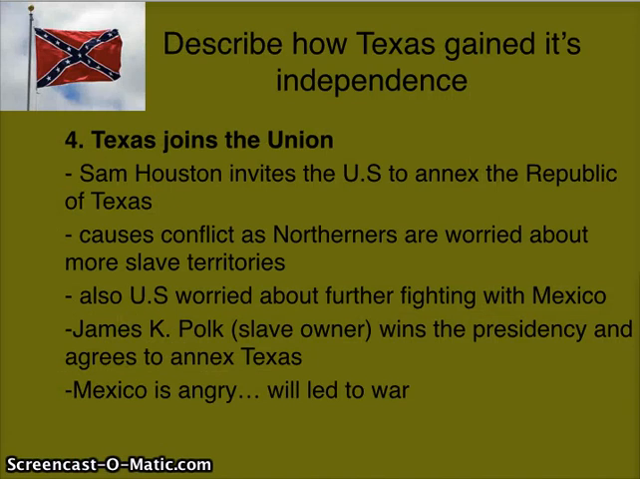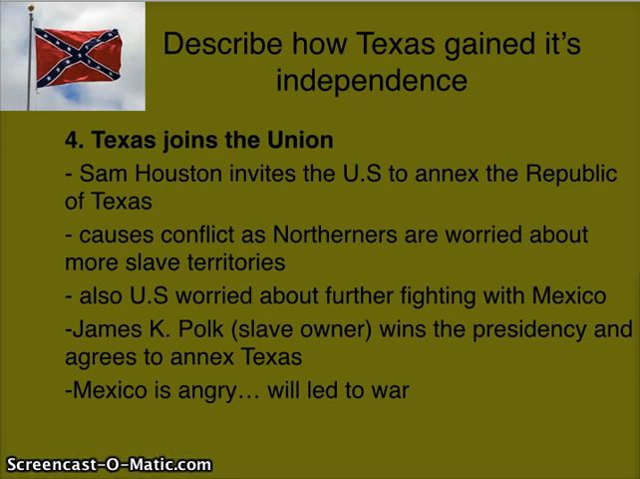So now that we have Texas being its own independent country, as soon as that happens, Sam Houston, who is the president, actually invites the U.S. to annex the Republic of Texas. So because many of the people who are in Texas consider themselves American, they actually want America to take them over. They want to be a part of the Union. This is going to cause a bit of a conflict.